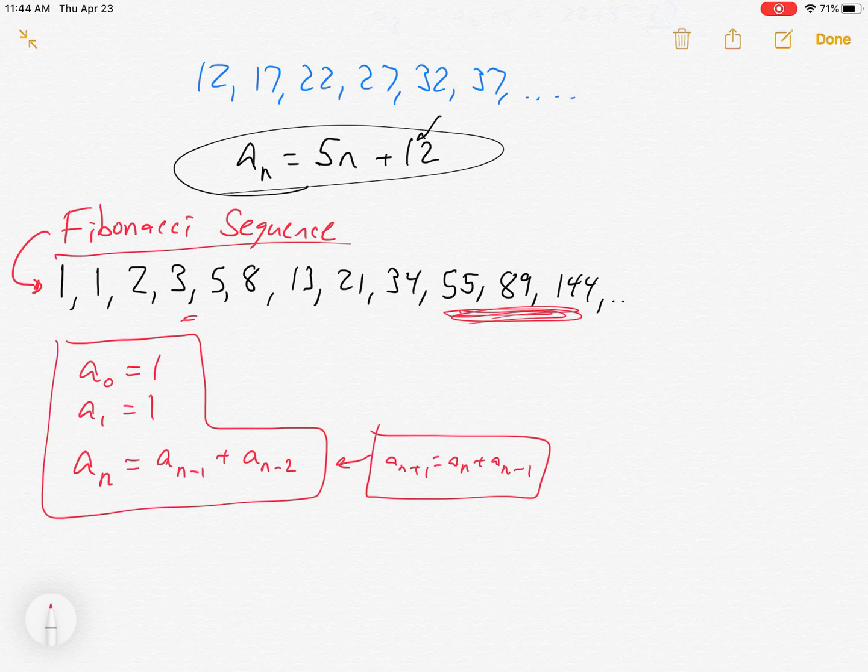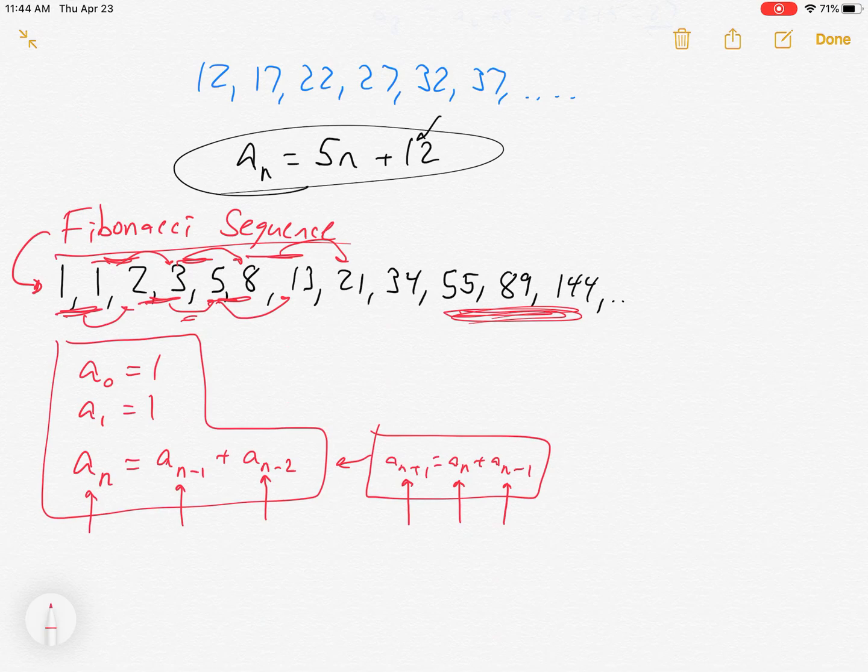Some people might prefer to write this as a_(n+1) equals a_n plus a_(n-1). That's the same thing. So this, I would say, you want the current term, take the previous plus the one before that. This one says you want the next term, take the current term plus the one before that. Same idea.